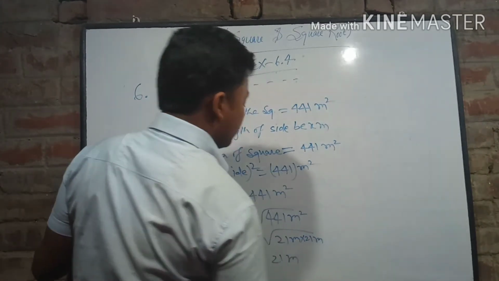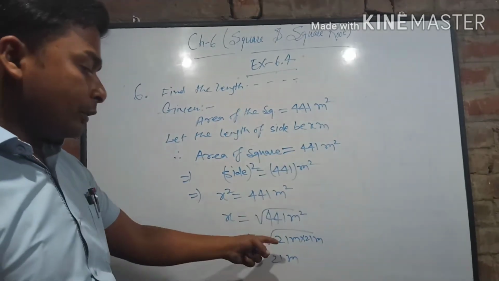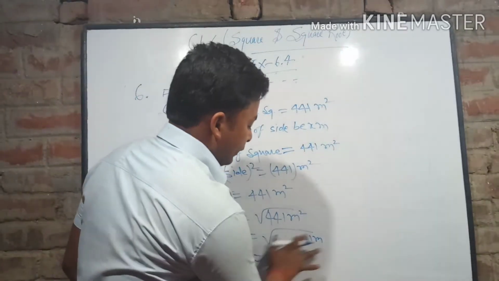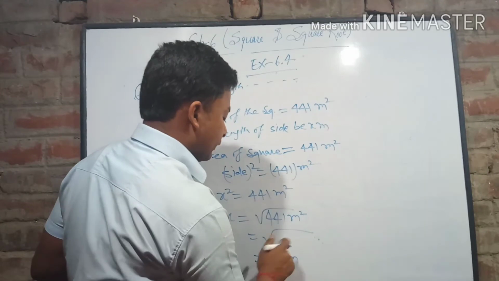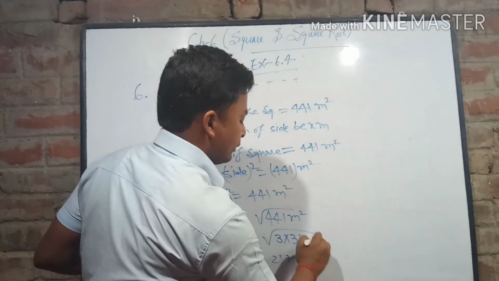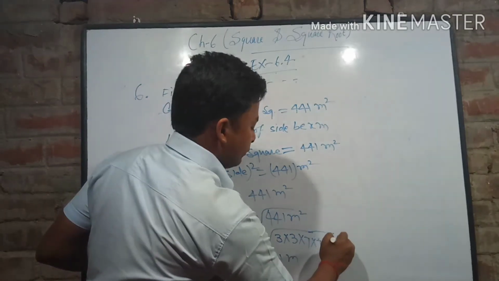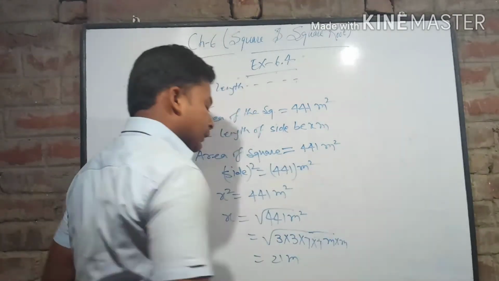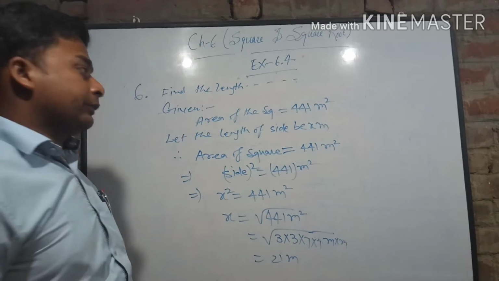21 is your answer. You have to show the process: 441, you have to take one more step of prime factorization, that will be equal to 3 into 3 into 7 into 7 meter into meter. Finally you will get the answer 21 meter.